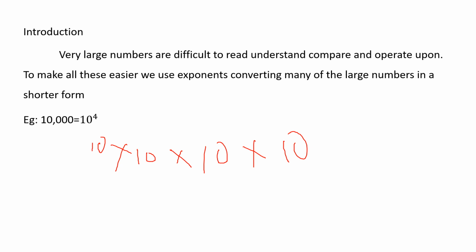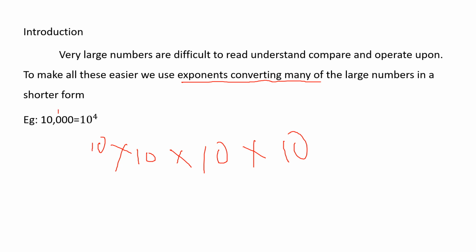Now read it. Very large numbers are difficult to read, understand, compare and operate upon. Here 10,000 is an easy number, but when it goes to billion, million, trillion, very large numbers are difficult to read, understand, compare and operate on. To make all these easier, we use exponents, converting larger numbers into the shorter form.